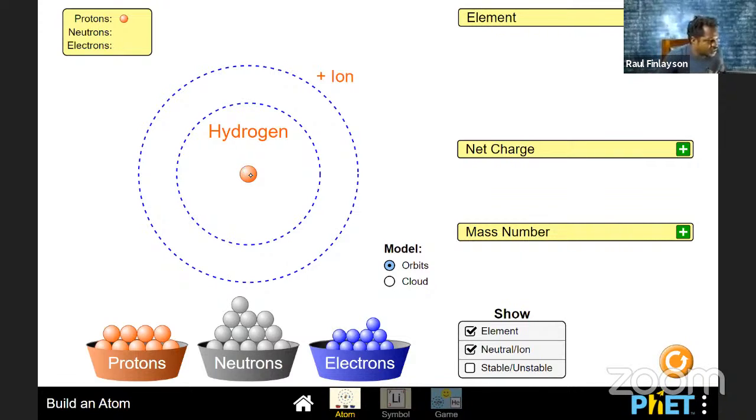So now this hydrogen here has one proton, but there's no electron on these shells. In that case, this hydrogen is an ion. So when you're learning chemistry, it is important to know the difference between an atom and an ion.